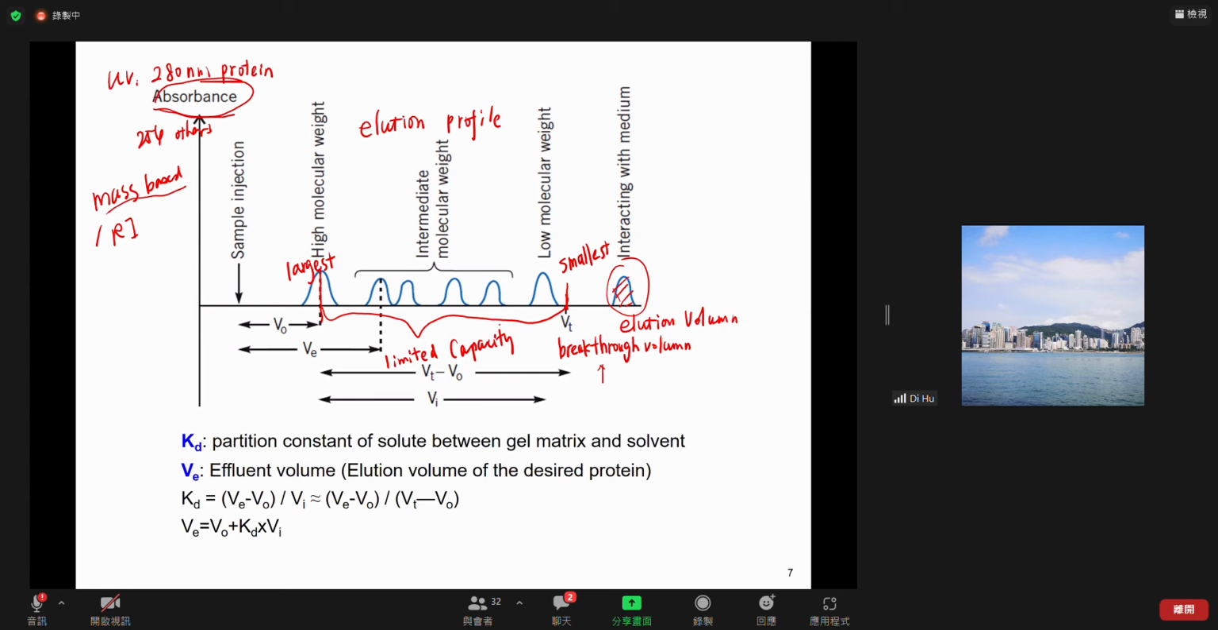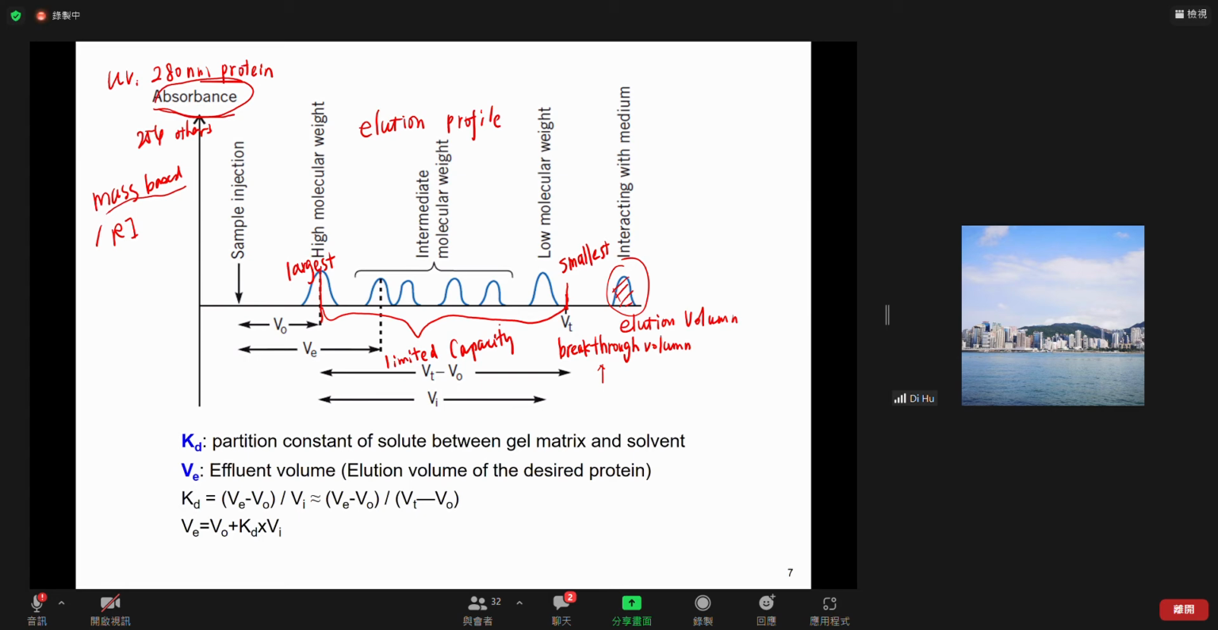Because the volumes inside the pores are limited, they're not really that big, so it cannot be compared with a normal HPLC column. But this limited capacity can actually be addressed, because you can put the same column in a row, and that can increase VI, which can halfway solve this problem.